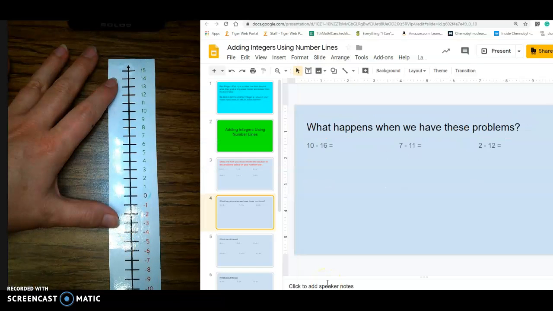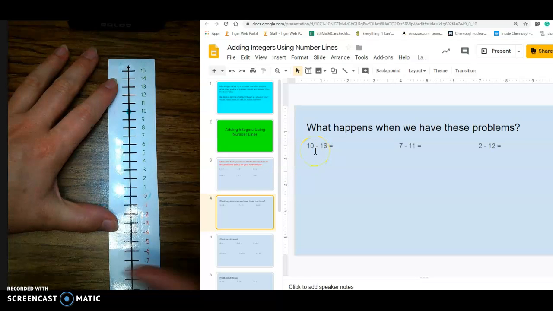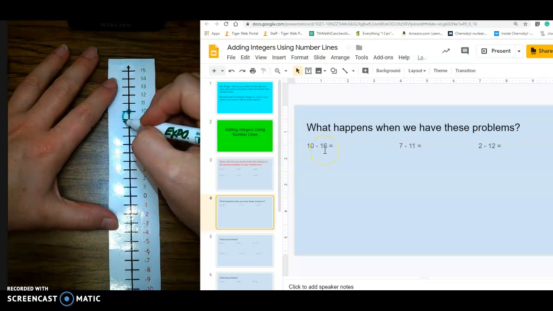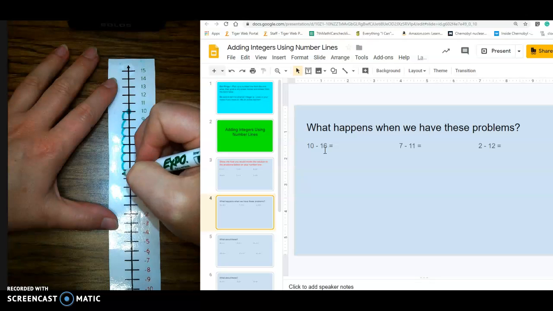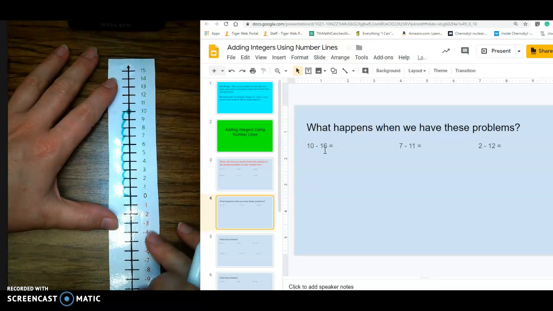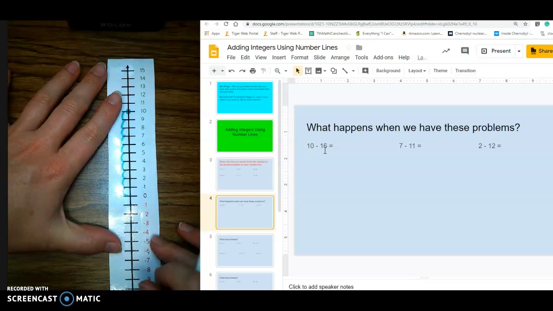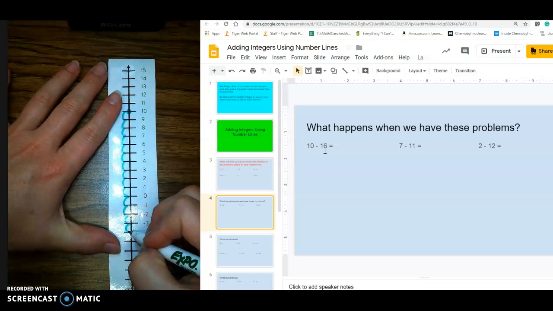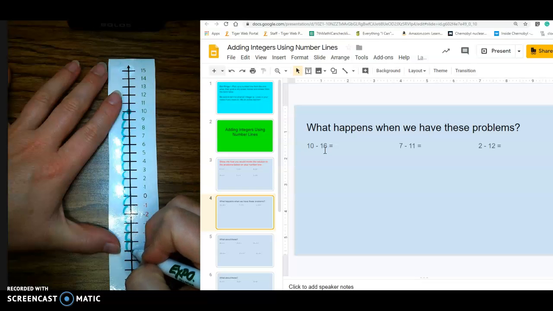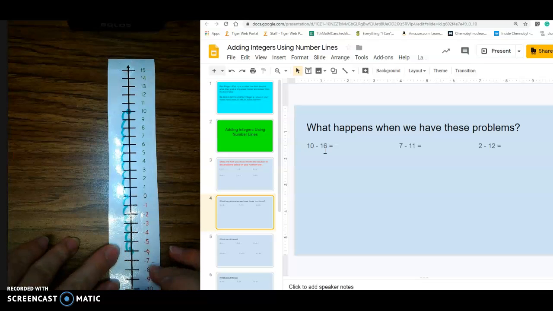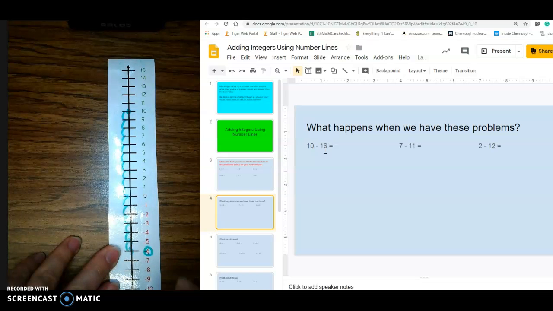We then looked at what happens when we have these problems. So we've got 10 minus 16, and 7 minus 11, and 2 minus 12. The first one, we went to the 10, just like that first number tells me to. Subtraction tells me I'm going to go down, so I know I'm going down my number line. And then I'm going to subtract 16. So 1, 2, 3, 4, 5, 6, 7, 8, 9, 10. Well, since we were 10 spaces from 0, we're now back at 0. So to do those last 6, we go into the negative part of the number line. We find that 10 minus 16, the answer to that is negative 6.